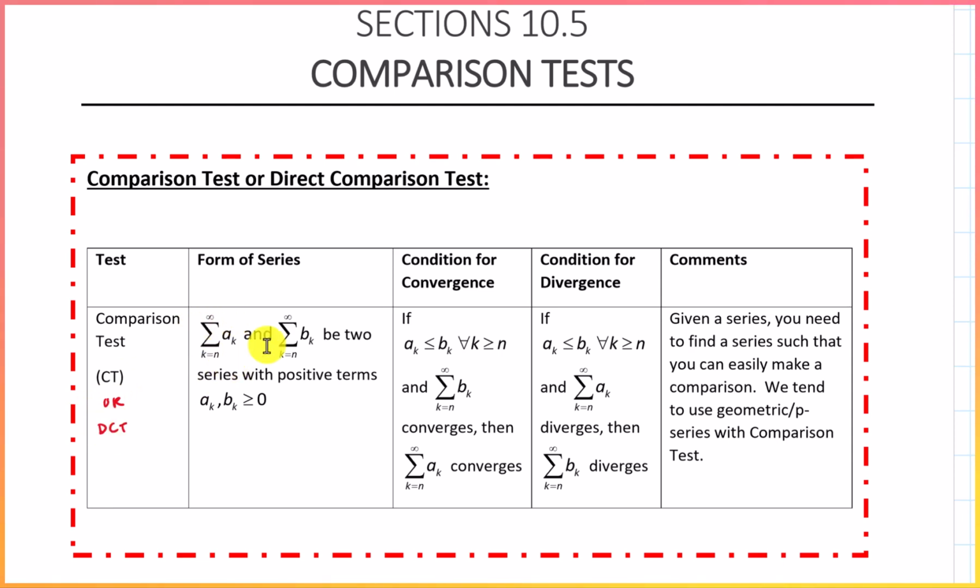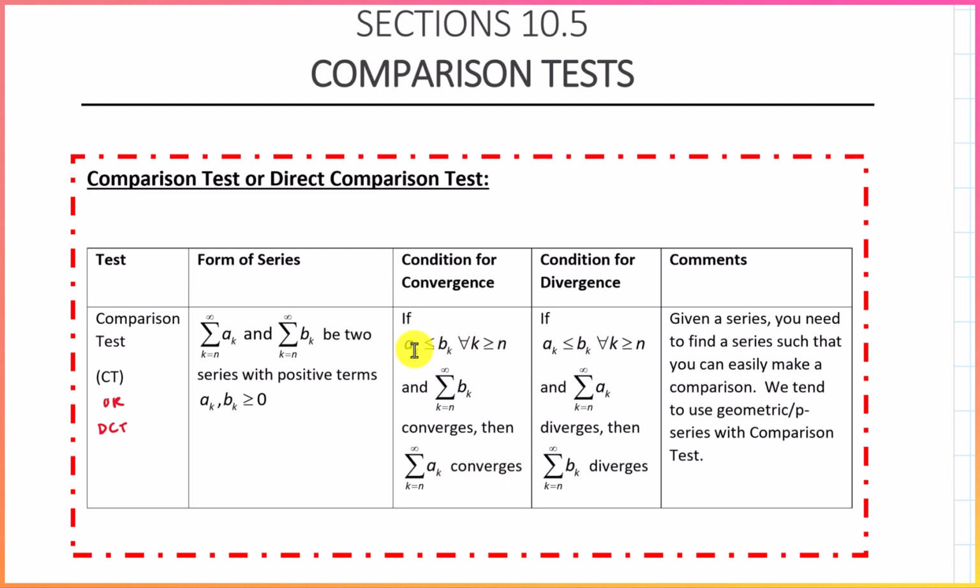We're going to take two series, and they do have to have positive terms. So for this comparison test, we need to be looking at series that have only positive terms, so a sub k and b sub k are greater than or equal to 0. Then, if all the terms in a sub k are less than or equal to all the terms in b sub k, and b sub k converges, then a sub k must also converge.